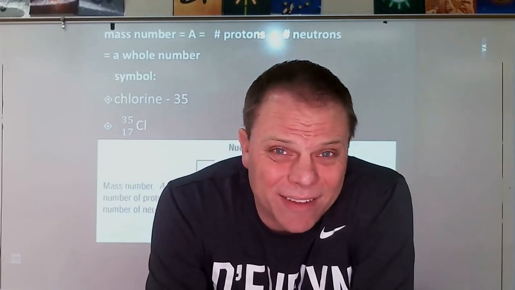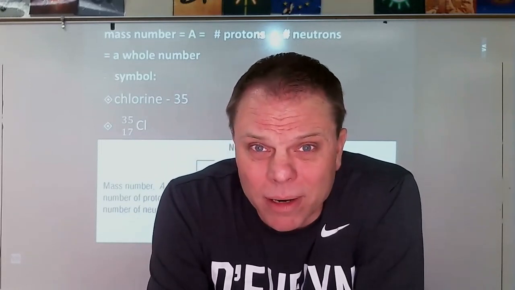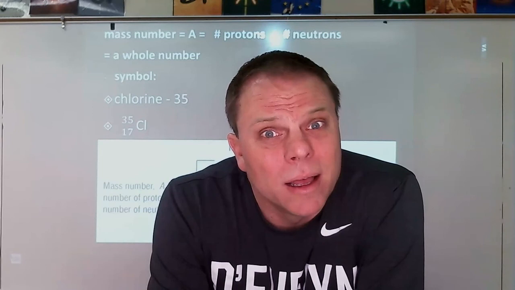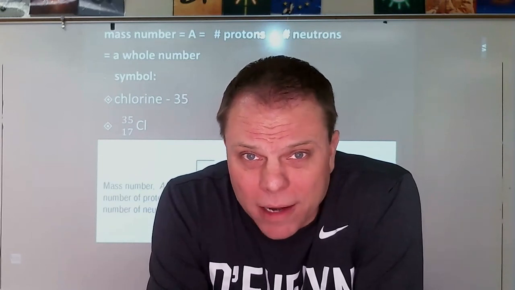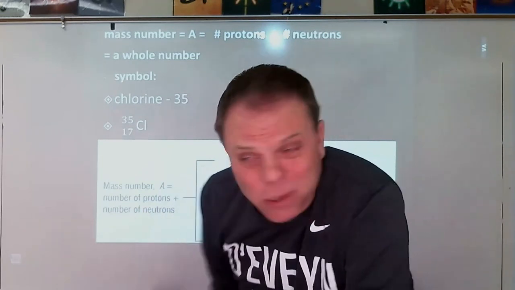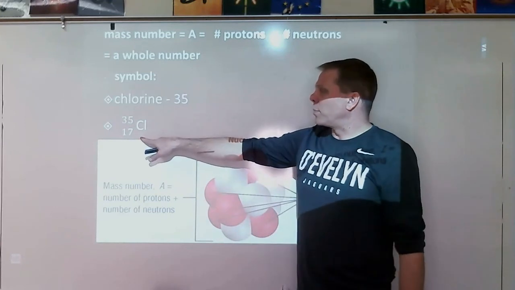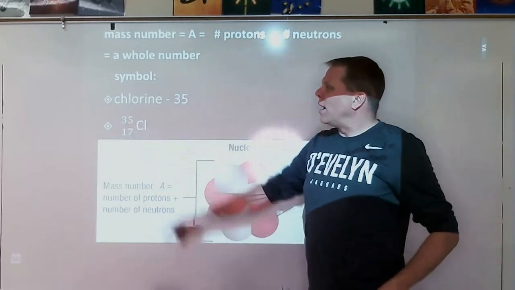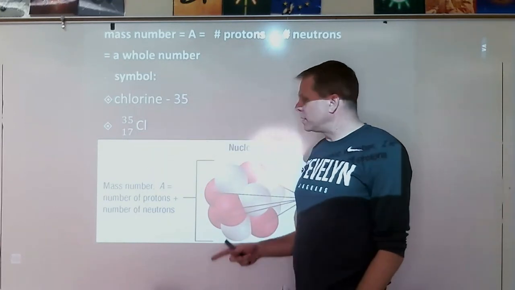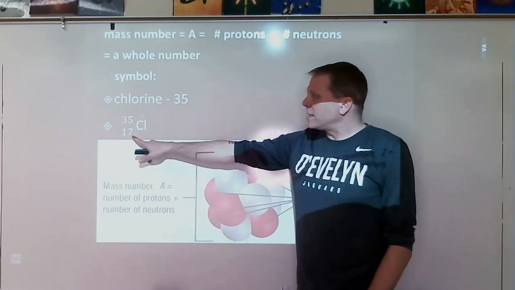When you're looking at the 17, that number is the number of protons. So if you look at chlorine, find it on the periodic table, you're going to see it has 17 protons. So 17 is the number of protons. So I've got 35 of my total particles, my protons and neutrons, and I've got 17 protons.